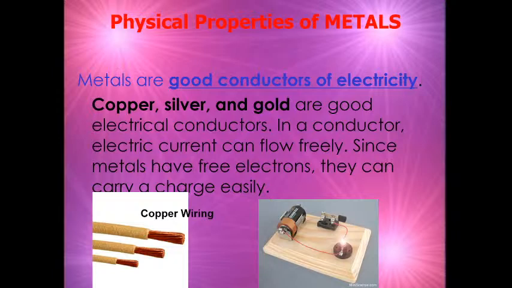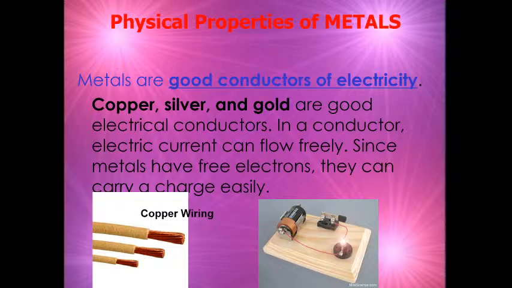Understood? Now another physical property: metals are good conductors of electricity. Just now we have discussed copper, silver, and gold are good electrical conductors, right? And silver is the best conductor of electricity. Since silver is very costly, we can't make wire out of silver everywhere. So that's why copper is preferred, right?